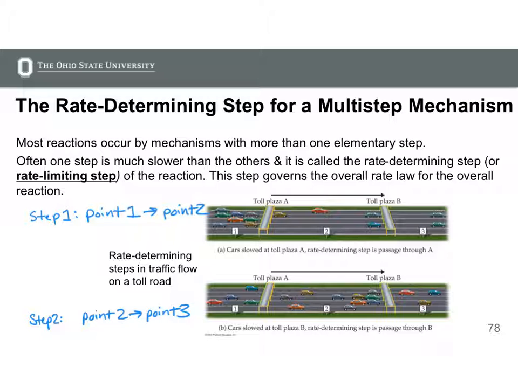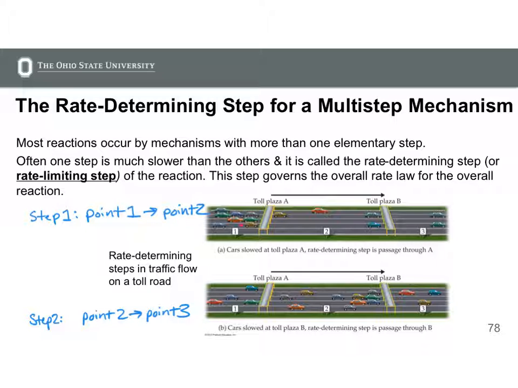It's great. Rate determining step for a multi-step mechanism. So in our last example, we had 2 different steps. And for every mechanism, one of the steps is going to be rate determining. It's going to be the slow step in the reaction. Your book uses this example where you're trying to get from point 1 to point 3 in a car, and there's toll plazas. Each toll plaza is going to represent an activation energy.